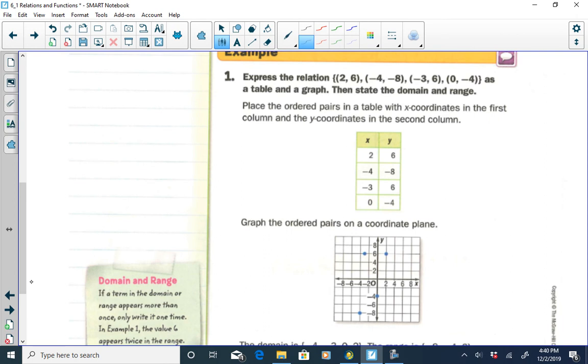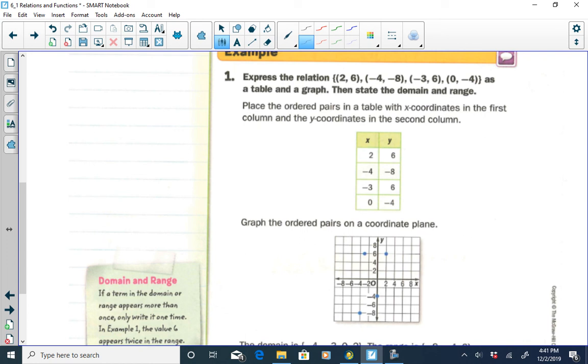So here's another example. Here's the relation 2 comma 6, negative 4 comma negative 8, negative 3 comma 6, 0 comma negative 4. We want to express that relation as a table and graph. State the domain and range. So first, we have our column for x and our column for y if we want to express the relation using a table. Our x values are on the left side of our table.